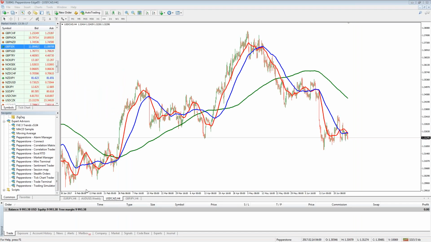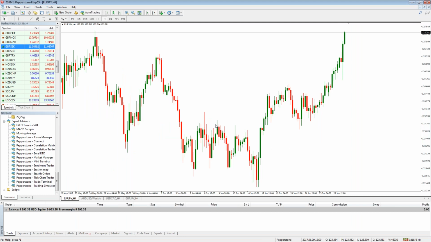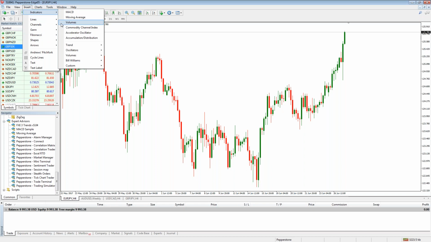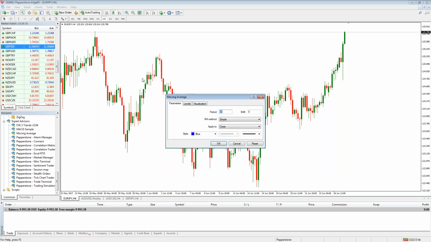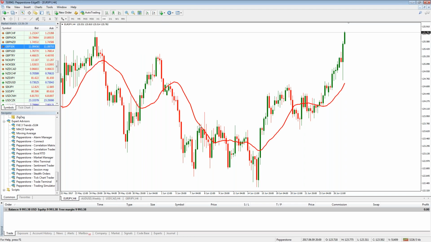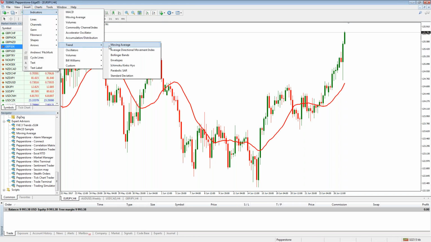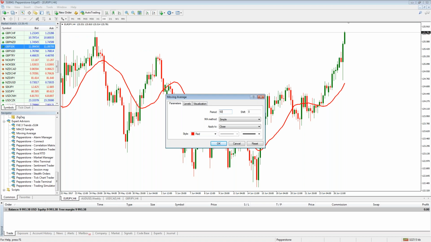So if we have a look here, we've got the euro Japanese yen on the 4-hour chart. And if we add each moving average, and we'll go through each one with you, we'll be able to potentially use these in our trading strategy. So if we insert the first one, we're going to insert indicators, trend, moving average, and we're going to start off with a 20. And we're just going to make it red. We're going to use the main popular moving averages. It's probably the best way to start. So we'll use a 20 and a 50.